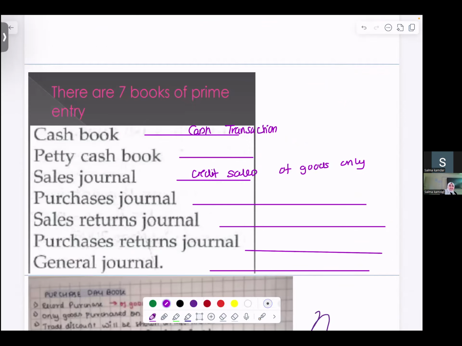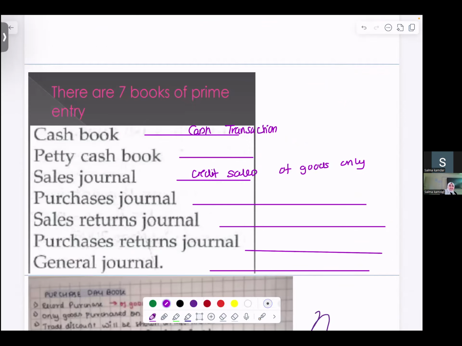Now over here, you are supposed to make the purchase journal. Since I am supposed to make the purchase journal, I'm going to see only purchases of what? Purchases of goods on credit. So bought goods on credit. This will go in the purchase journal. Bought goods on credit. It will go in the purchase journal.